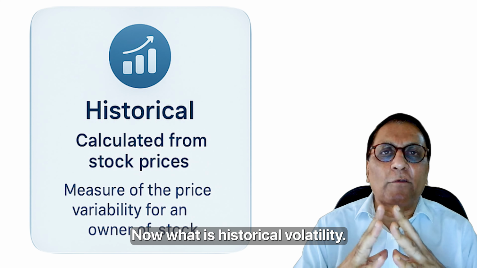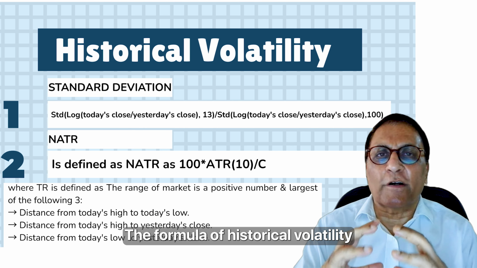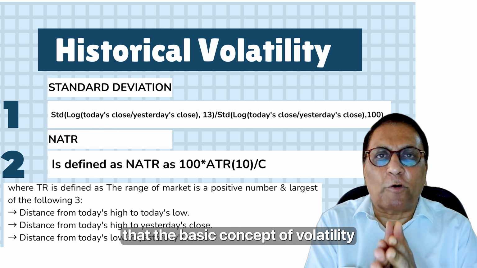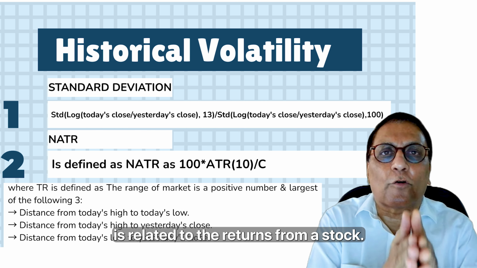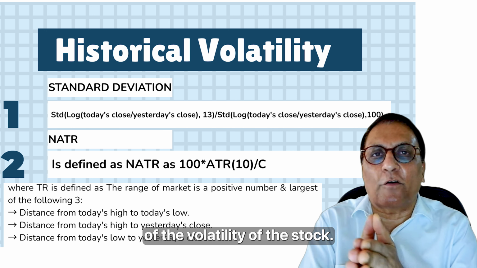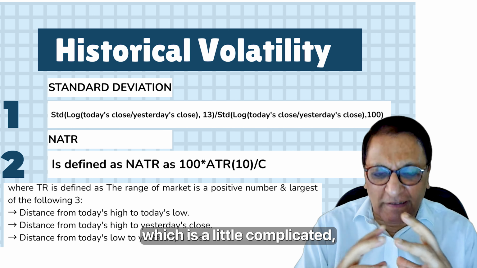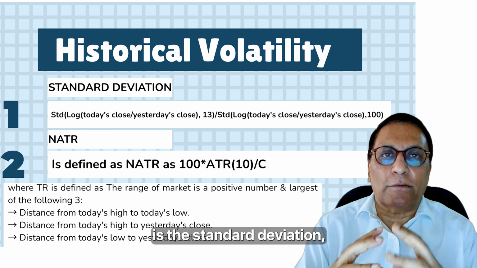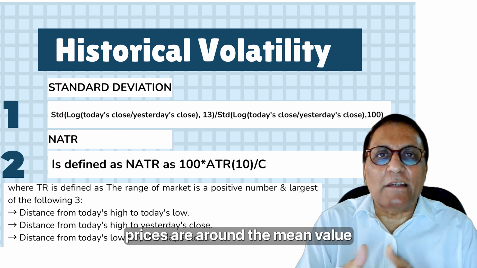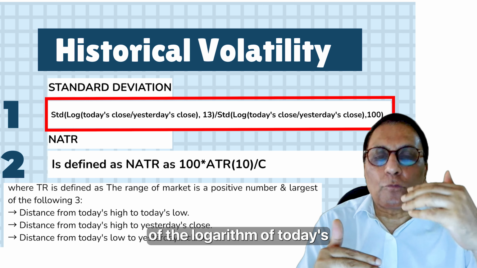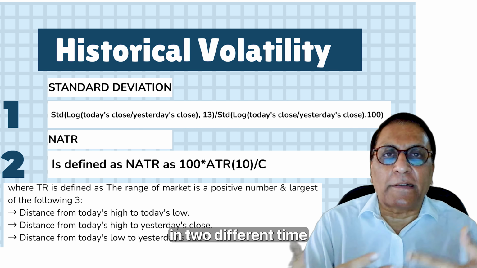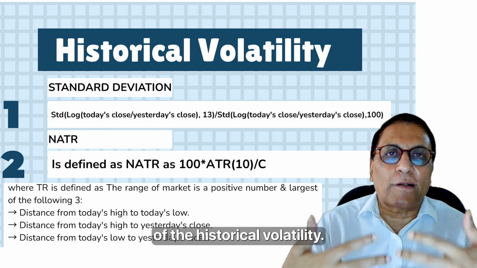Now, what is historical volatility? The formula of historical volatility is very simple. In order to understand the formula, we must understand that the basic concept of volatility is related to the returns from a stock. A measure of the uncertainty of returns is a measure of the volatility of the stock. So the actual formula, which is a little complicated, is the standard deviation, which is a measure of how spread out prices are around a mean value of the logarithm of today's close to yesterday's close divided by the same figure in two different time frames is a measure of the historical volatility.